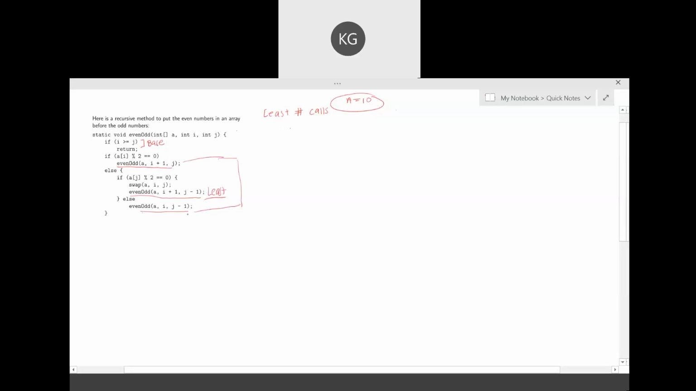So if we do the same thing where A is an array, and then we have integer I is 0, and then j is 10 minus 1, which is 9. Well, if we do either one of these calls, we're just getting closer to the base case by 1 each time. So let's just say we do this one over here and we keep repeatedly calling this one. Then the next one is going to be A, 1, 9. A, 2, 9. Right?